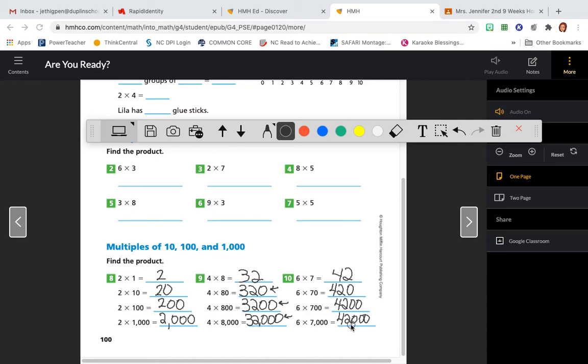Now remember, you don't have to send me a picture today. Today you're going to be using an exit ticket and Padlet to show me that you've completed your work and that you understand it. So we're going to move on to lesson 5.1 next, and that is going to be on page 101 in your math workbook. So you're going to go to page 101, and then you're going to click on the second video.